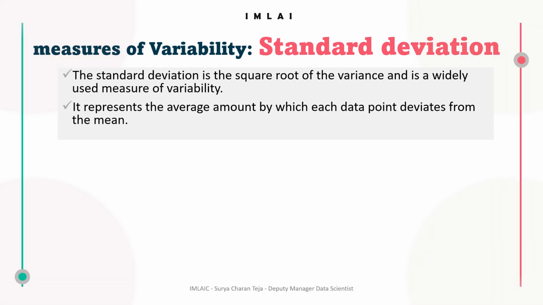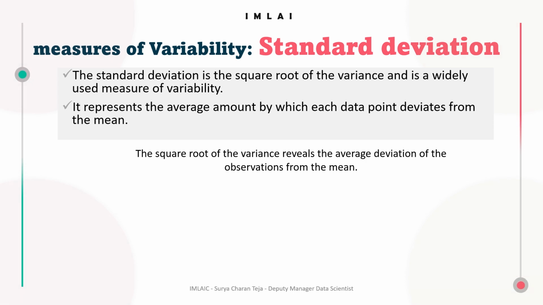A smaller standard deviation indicates that the data points are closely packed around the mean, while a larger standard deviation indicates that the data points are more spread out. The standard deviation is often used to describe the dispersion of data points in a data set in a more interpretable way compared to the variance.